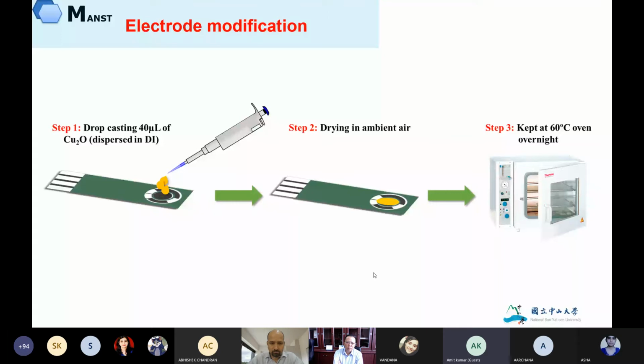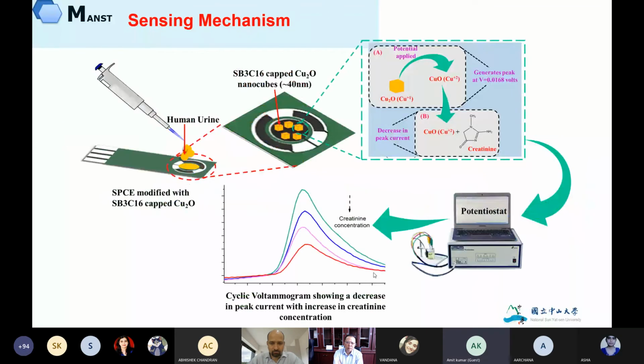And this is the sensing mechanism. When we add the human urine or sample, depending upon what kind of testing medium we are using, the Cu2O nanocubes react with creatinine and form a soluble complex, and it dissolves into the solution, which in turn decreases the reduction peak current. And it's worth mentioning that the peak here is from the CV, the DC potential that we're applying, which comes around 0.168 volts.